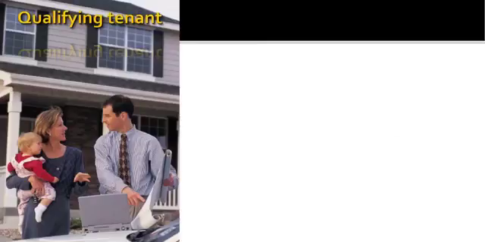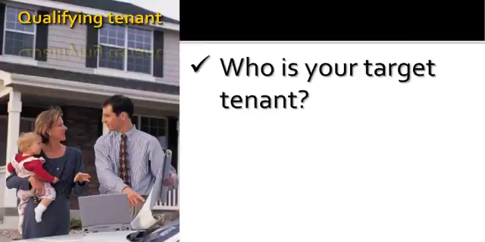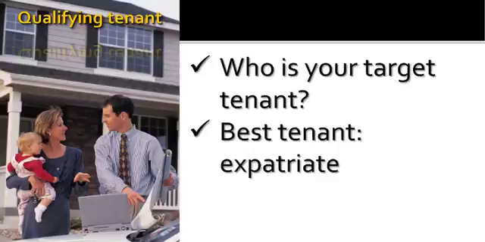Qualifying tenants. First, you have to think who you want to rent to. Who is your target tenant? Are you looking for families, college students, singles, expatriates, or companies? The best target tenant would be a company or expatriate because the rental payment will be paid to you sharp on time. Normally, they will have their human resource department to manage and abide by the terms of the lease agreement. So there will be less hassle for you to manage such tenants.